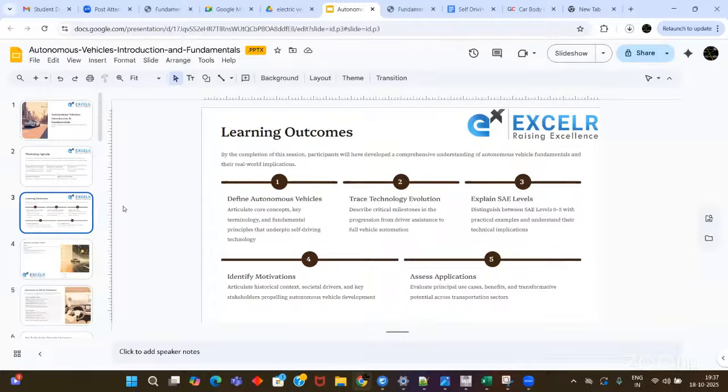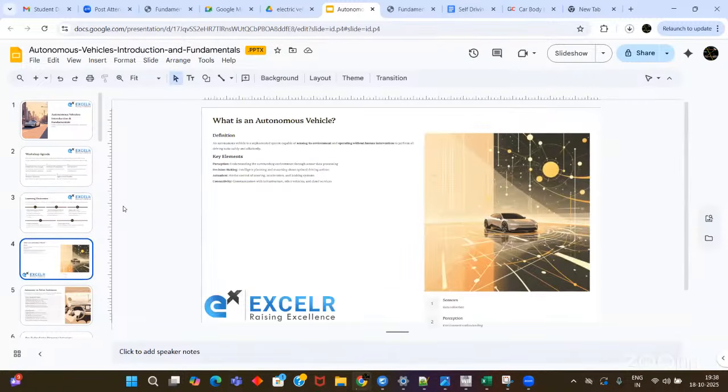Now identify the motivation, by articulating the historical context. In history, people have worked hard upon these concepts, and thereafter they developed from the very scratch to autonomous vehicles. Then articulating societal drivers and key stakeholders propelling autonomous vehicle development. Now assess the applications, evaluating principal use cases, benefits, and transformative potential across transportation sectors.